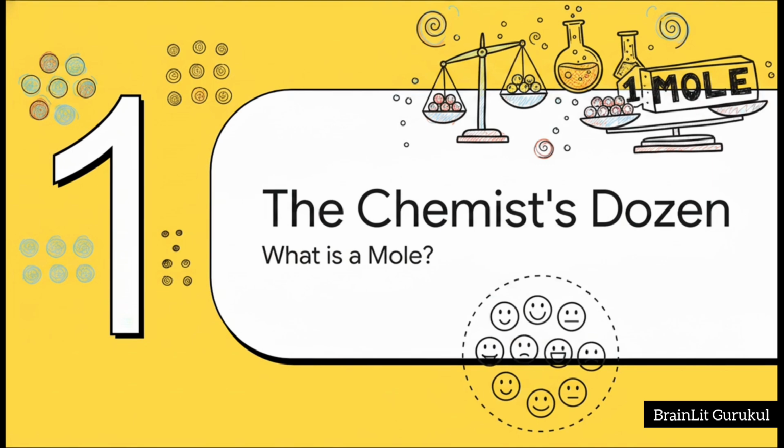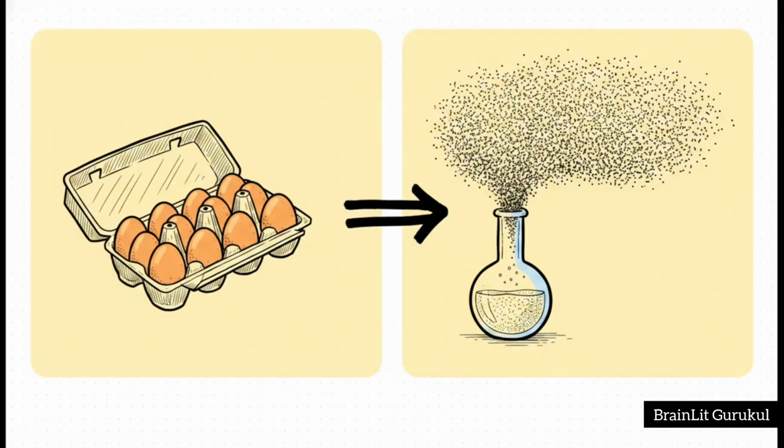Okay, first things first. Let's get to the heart of it. What exactly is a mole? Probably the easiest way to get your head around it is to think about a word you already use all the time. A dozen. You know that a dozen eggs is 12 eggs. Simple. A mole is pretty much the same idea. It's just a convenient name for a specific number. The only catch? This number is, well, it's astronomically large.